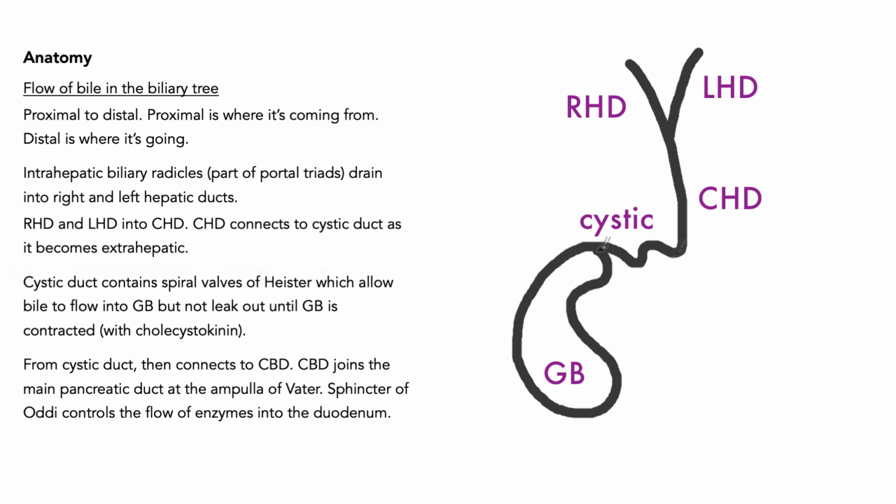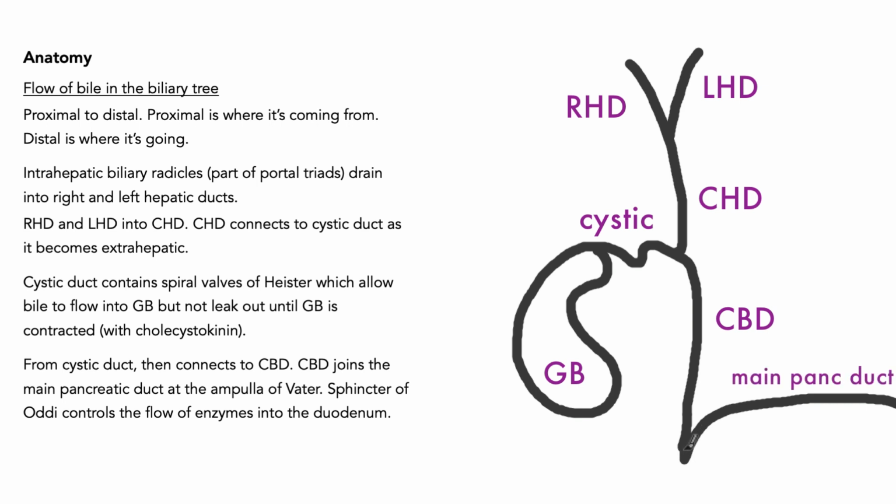From the cystic duct, the bile will then flow into the CBD. The CBD travels distally to join up with the main pancreatic duct. And this area where they meet together is called the ampulla of Vater. Think of it like a funnel or a cone where the enzymes can mix together. Then we have the sphincter of Oddi. Its job is to control the flow of the enzymes into the duodenum. So now we have our diagram, and we also understand our flow of bile.